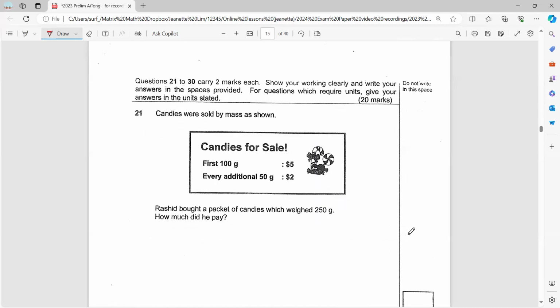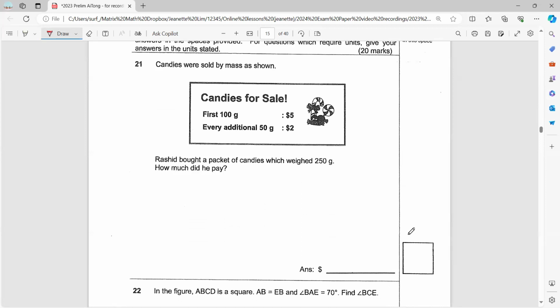Question 21. Candies were sold by mass as shown. So for the first 100 grams is $5. Then for every additional 50 grams, it's $2. Rashid bought a packet of candies which weighed 250 grams. How much did he pay?